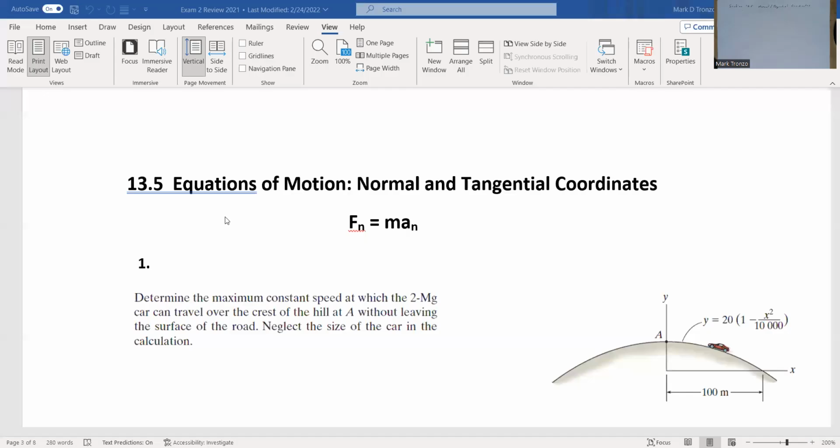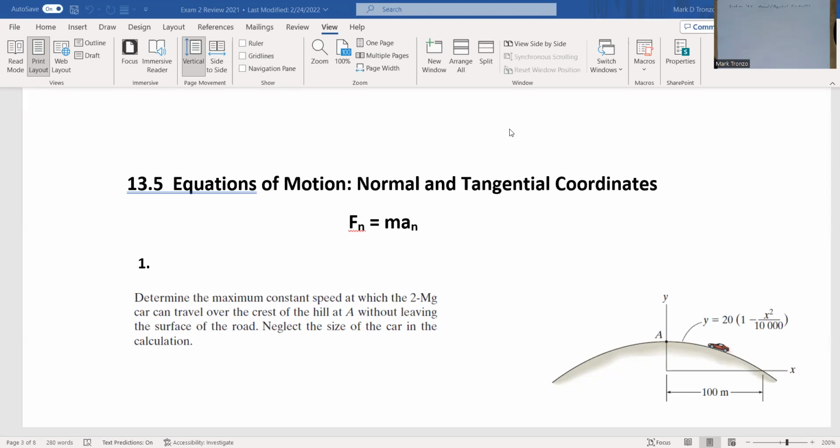This is an exam review for normal and tangential coordinates. Normal and tangential coordinates, this is section 13.5 in your book. And let's take a look at this first problem.